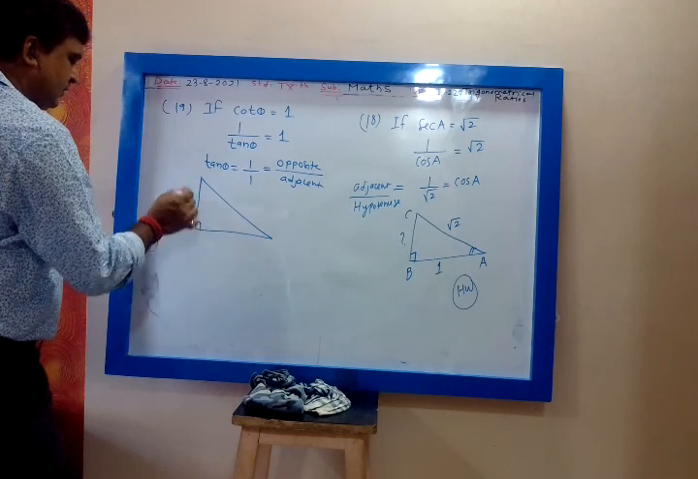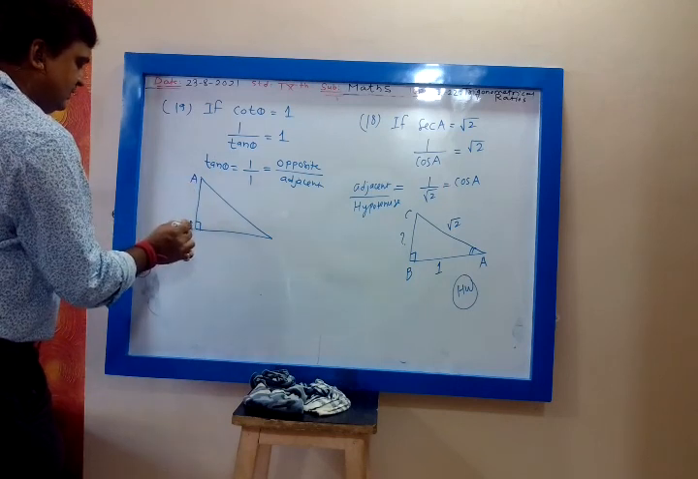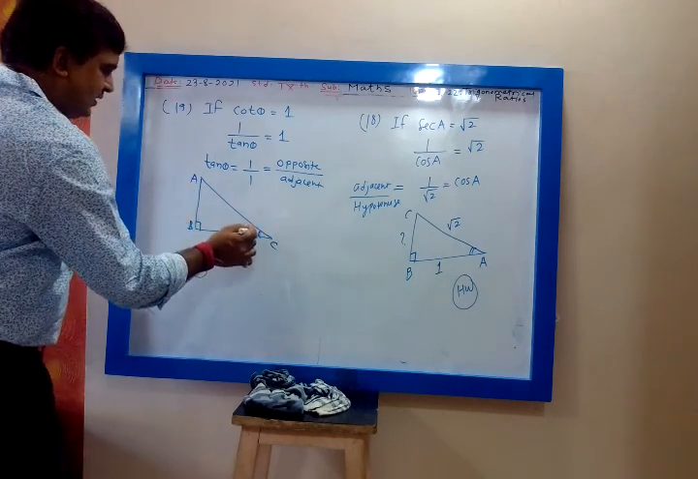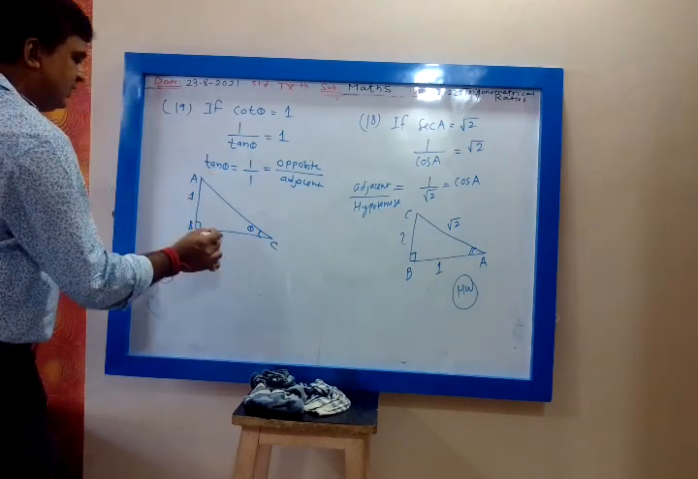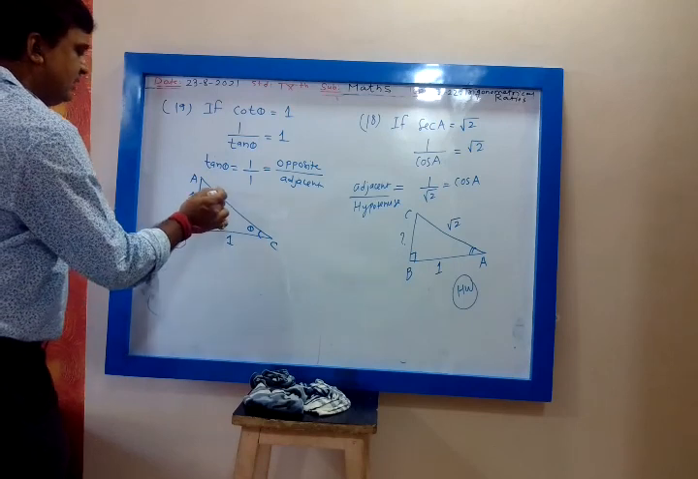Okay. You take a reference angle theta, ABC. This is theta, the reference angle. Opposite is 1. Adjacent is 1. Use Pythagoras theorem. Find this. This will be root 2.